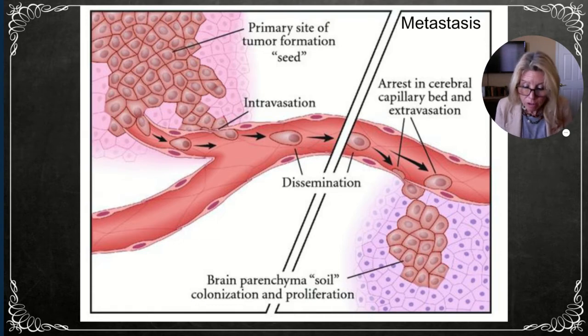So on your notes, whenever it says metastasis, cells separate from the malignant tumor, enter a blood or lymph vessel, and travel to other parts of the body.